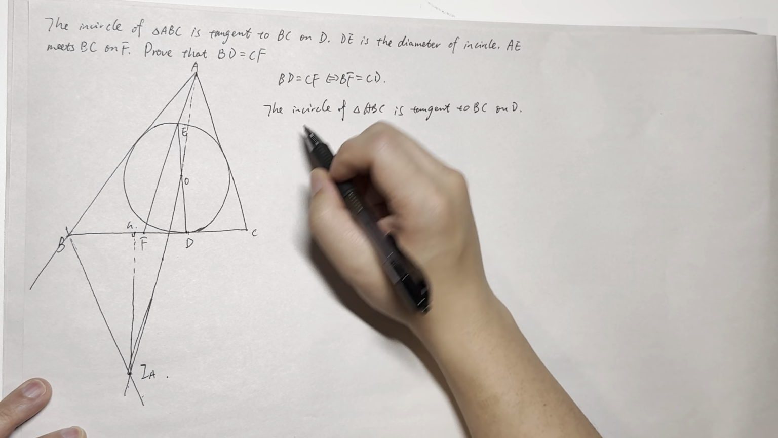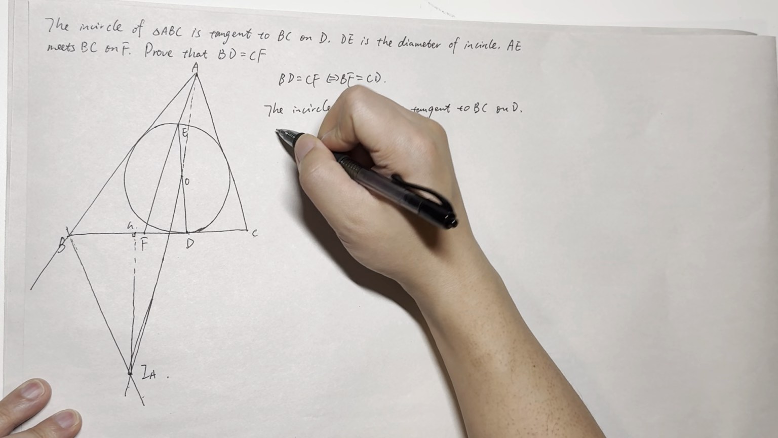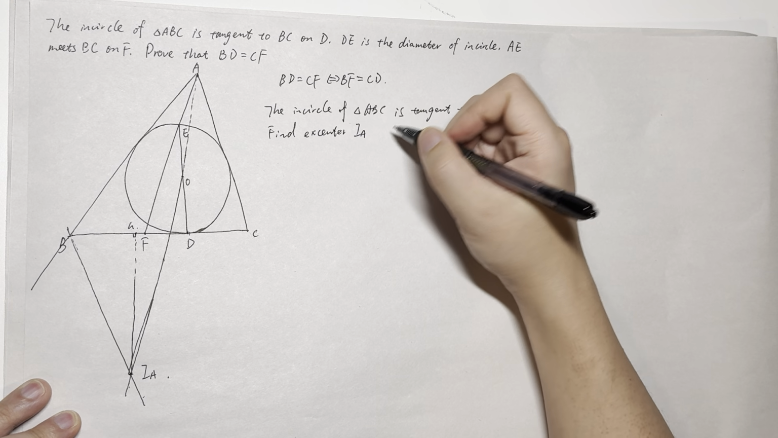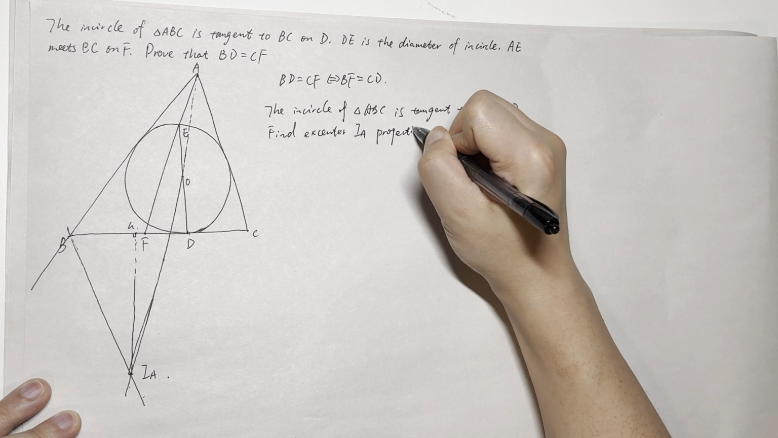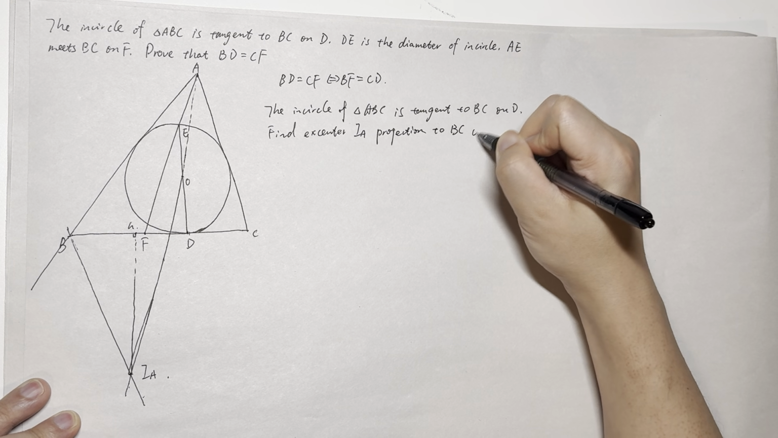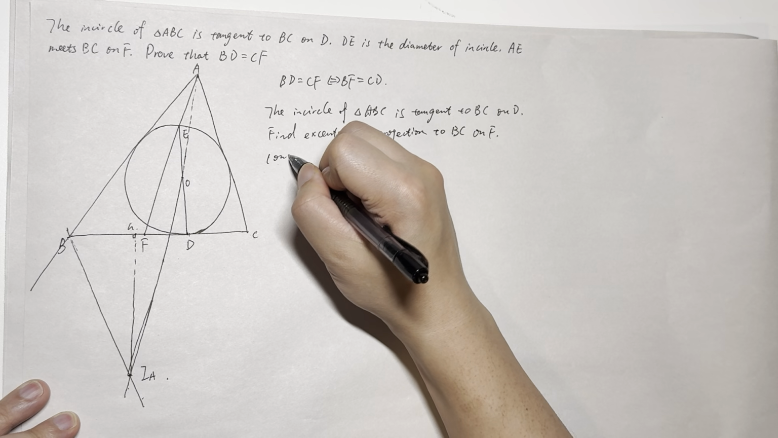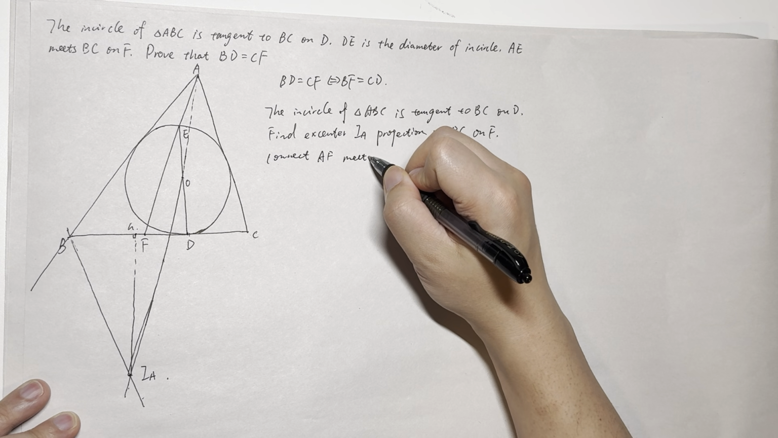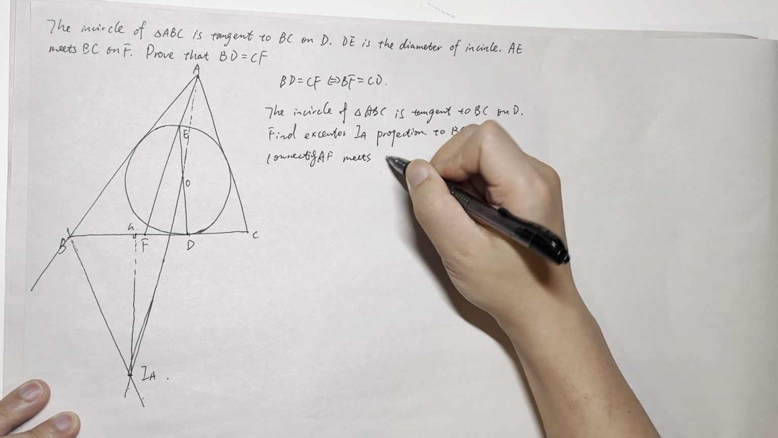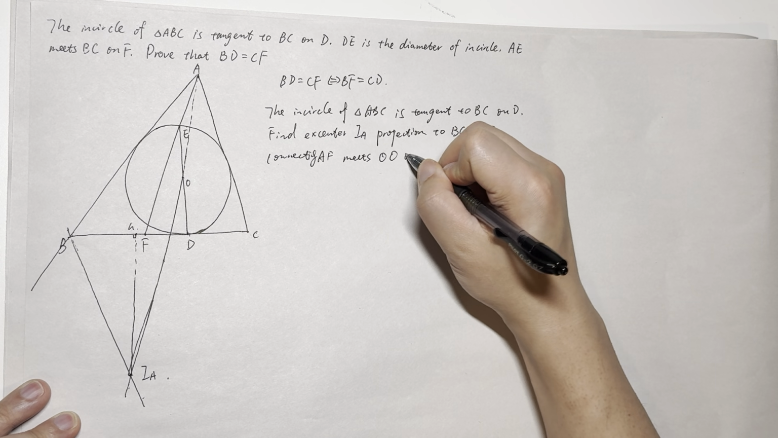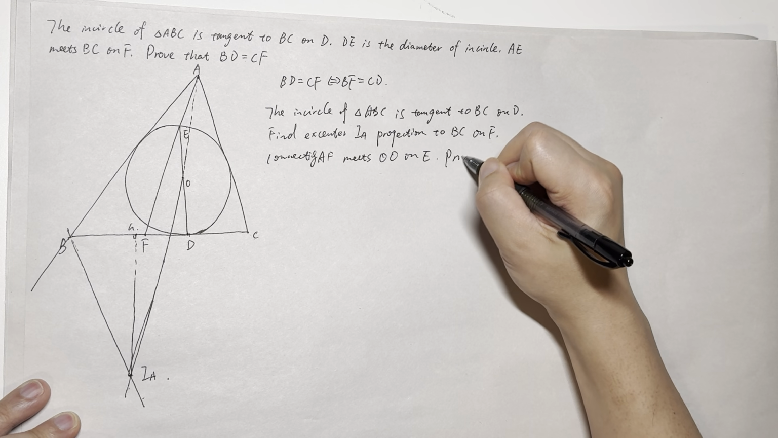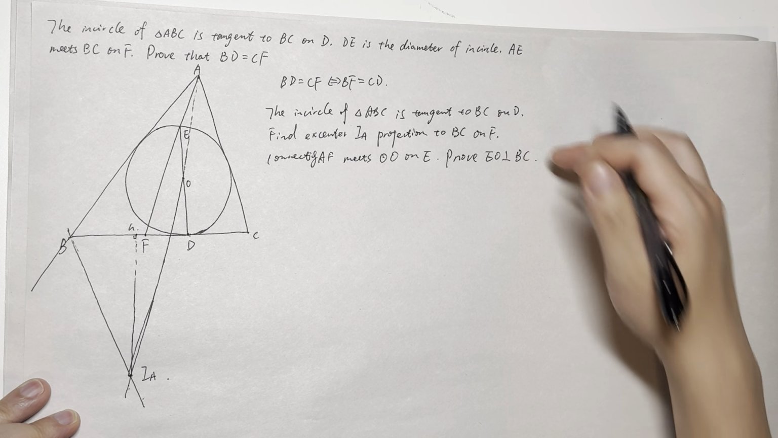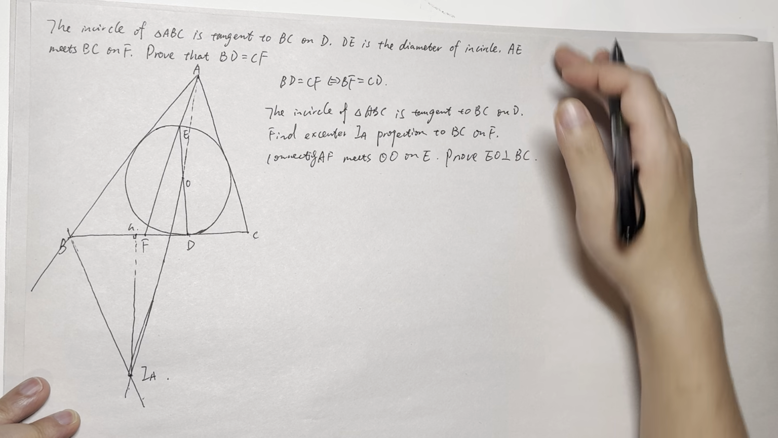This doesn't change. And now let's just say that we find excenter IA, projection to BC on F, connect AF, connecting AF meets circle O on E, and prove EO is perpendicular to BC. Right, these two problems are the same.